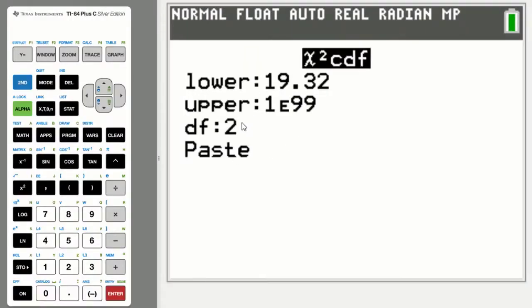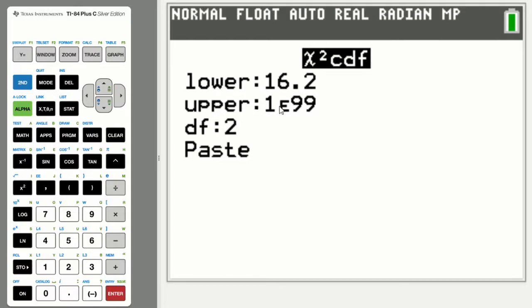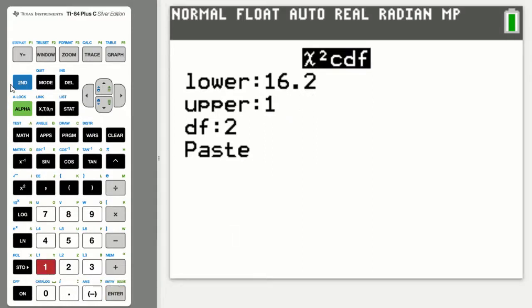And now back to the calculator that I'm using right here. This time for the lower, I'm going to use the chi-square value that we have now calculated, 16.2. And as I have explained in the general lecture, the upper will be an indefinite upper end, so I'm going to leave that as 1E99. In case you're not familiar with how to enter that E, 1 and then E is right above the comma key right here, 1E99. And then we are looking at degrees of freedom 2. I'm going to copy and paste.